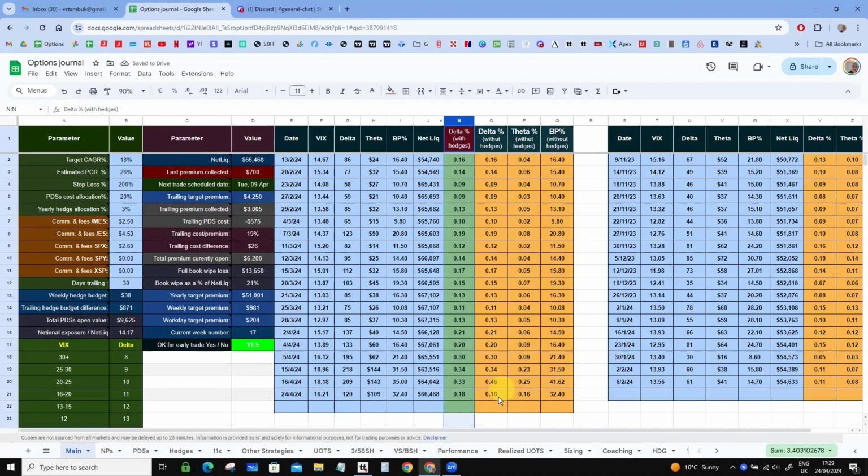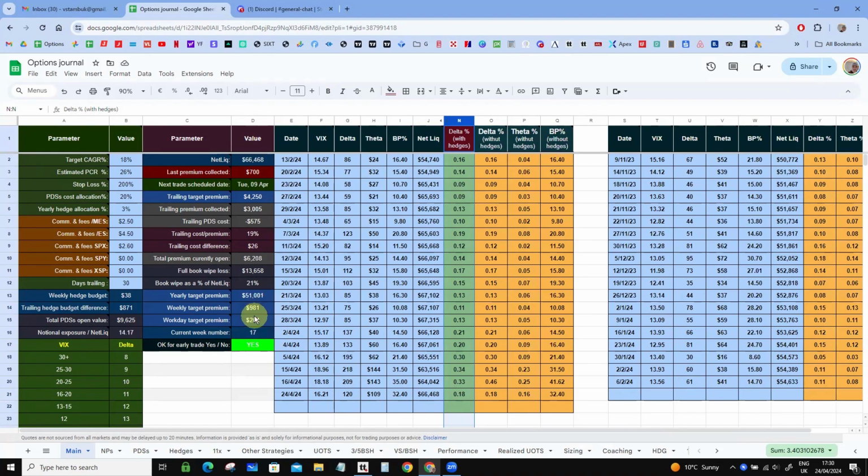Okay, so we are at 0.18 with our delta, which is fine. And even if we remove the hedge, we would still be at around 0.25 or something. So we would still be okay to put on another trade. Our buying power is also good for putting on another trade. So we'll do that. Let's refresh our memory here.